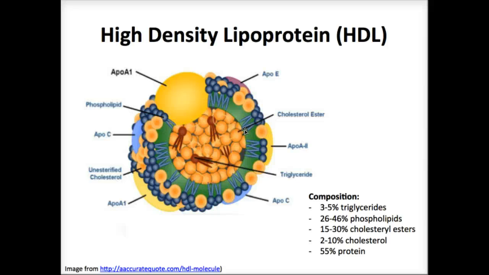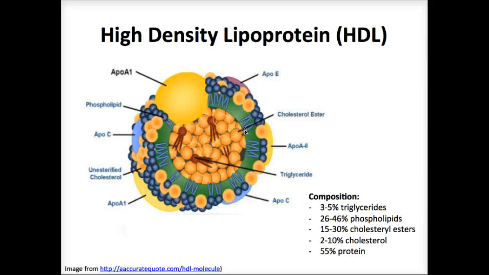HDL is primarily synthesized in the liver, but in recent studies, it has been shown that some HDL particles may actually be assembled by the enterocytes in the small intestine, which is an intriguing concept when you consider that this could potentially lead to some new alternative therapies for upregulating this, quote, good cholesterol in the body.